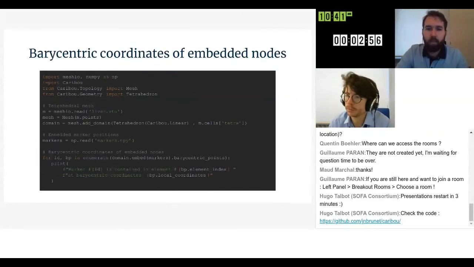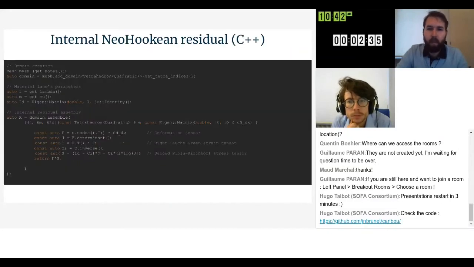You could also simply read or get the barycentric coordinates over each of these embedded markers. So for example, for each marker, you will have the element of the mesh that contains it and its corresponding barycentric coordinates. There's also a small example of how you would assemble, for example, a Neo-Hookean material residual.